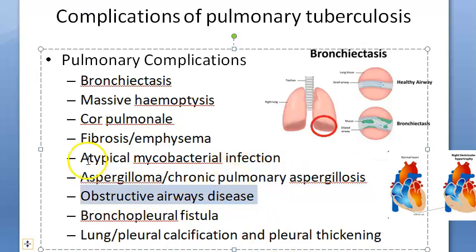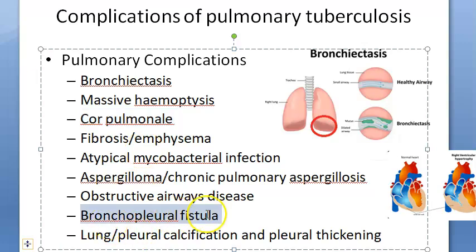Then obstructive airway disease. Obviously all this is happening, then the airway will get obstructed. Correct, people? You will write all this in the exam. Everything we are talking about is pulmonary complications. Cor pulmonale is more like a cardiac problem, but it is because of the lungs around it.